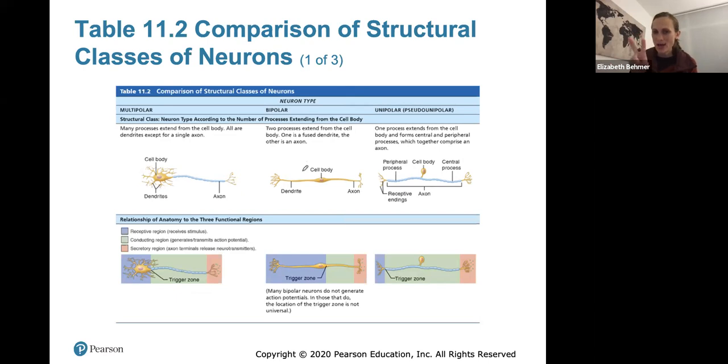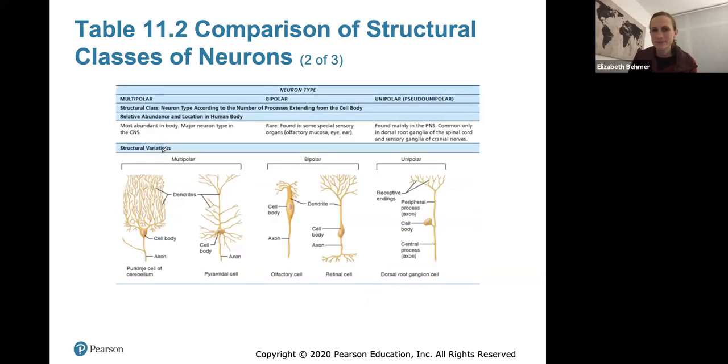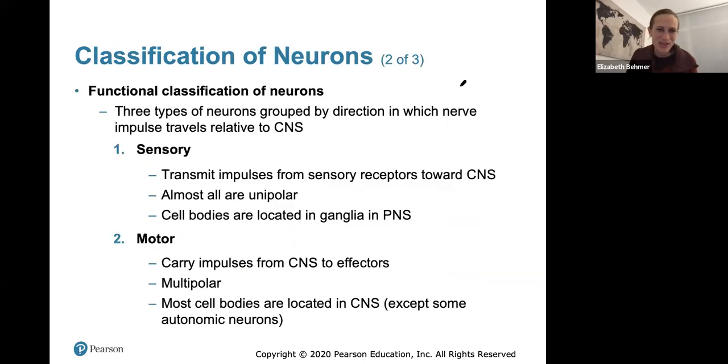Bipolar, bi for two, has two processes, one dendrite and one axon coming off of the cell body, and we'll find these in the retina, in the eye. And then unipolar, or pseudo-unipolar, has one axon or one process coming off of the cell body. But again, most of the neurons in our bodies are the multipolar. Here's another look at where they could be found. Bipolar neurons can be found in the olfactory mucosa, the eye, and the ear, and you can find here where unipolar neurons can be located. I won't ask you guys where they're located.